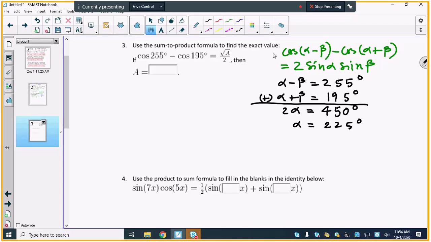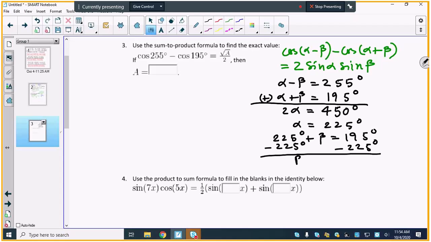And I can use this value in either of those two equations for alpha minus beta or alpha plus beta. If I use alpha plus beta, I get 225 degrees, that's your alpha, plus beta equal to 195 degrees. So I can subtract 225 from both sides, and that will solve for beta. So I will get beta equal to negative 30 degrees. So the formula tells me that cosine alpha minus beta minus cosine alpha plus beta should be equal to 2 times sine of alpha, that is 225 degrees, times sine of beta, which is negative 30 degrees.